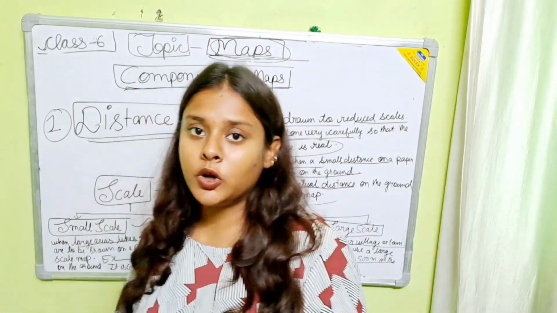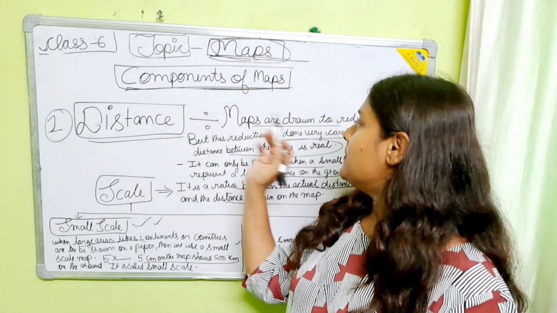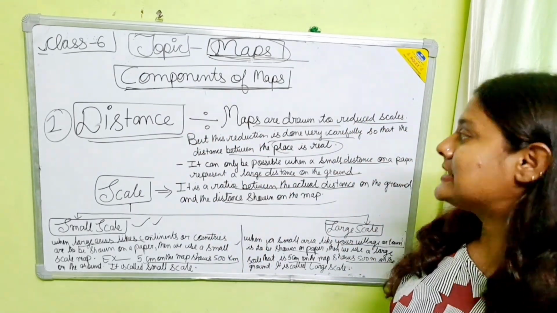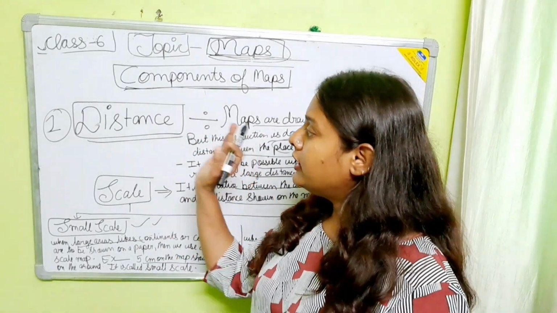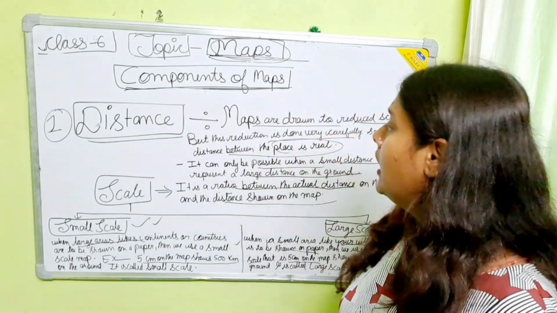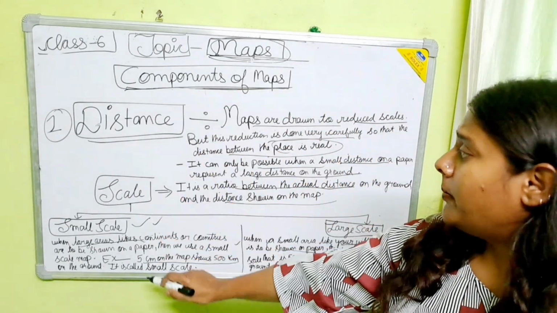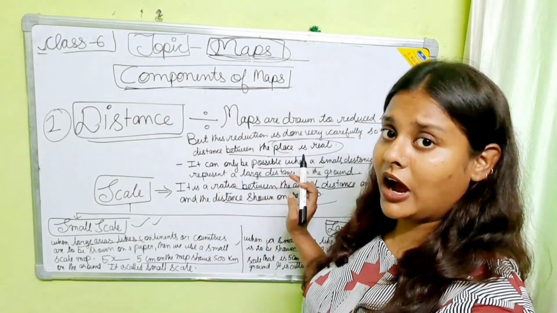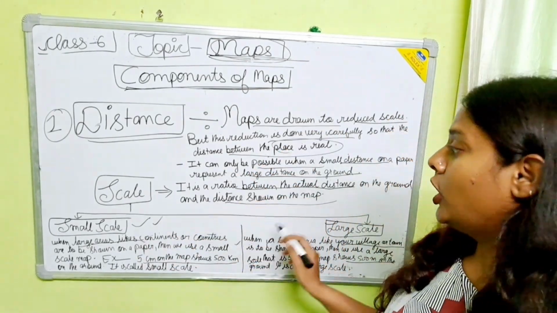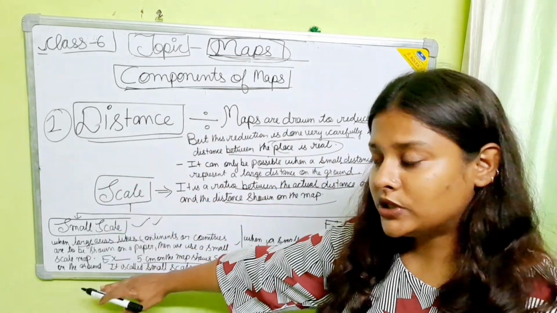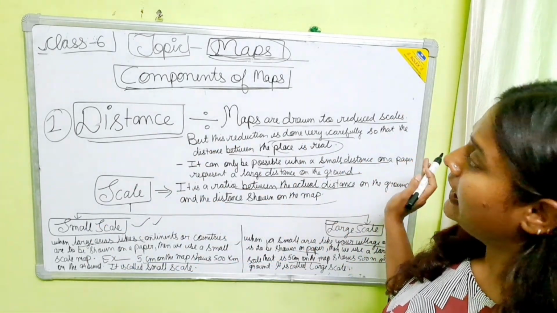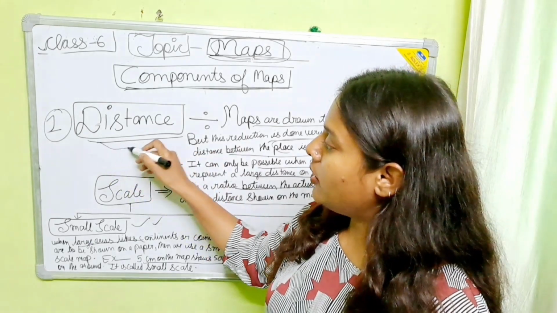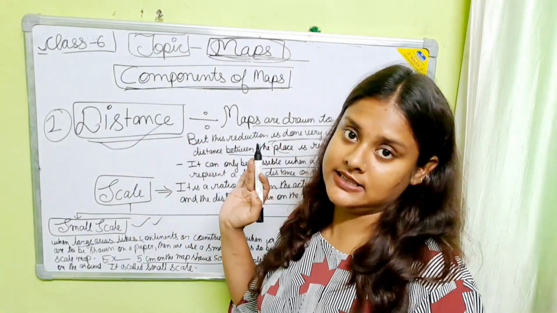Our first component, distance. Maps are drawn to reduce scales. Scale is very important. Now, when we talk about scale, it is a ratio between the actual distance on the ground and the distance shown on the map. Then scales are of two types: small scale and large scale. It is clear now. The first component, that is distance.